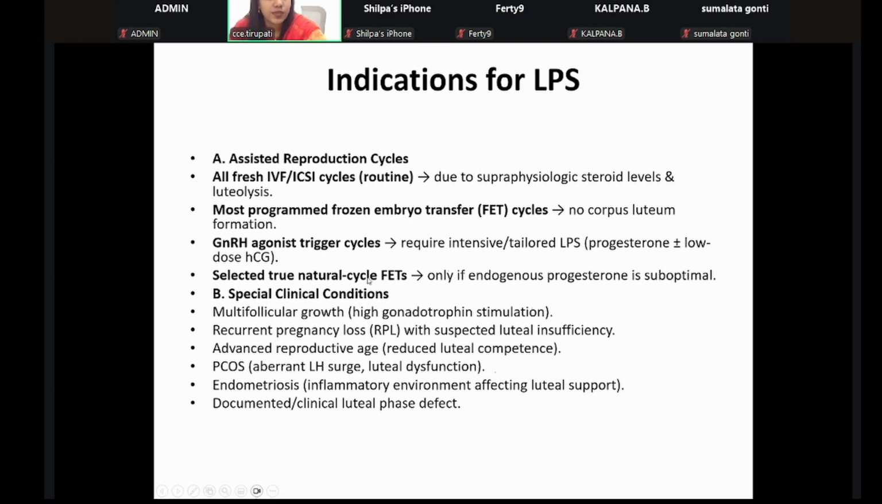Even in true natural cycle FETs, the corpus luteum will be there. It secretes progesterone, but still it will be suboptimal in a few cases, so we will supplement with progesterone. And in special conditions like multifollicular growth with high gonadotropin stimulation, patients with recurrent pregnancy loss with suspected luteal phase deficiency, and advanced reproductive age. In PCOS patients, often the LH surge is altered, so there will be luteal phase deficiency. And in patients with endometriosis, in all these conditions we need to provide luteal phase support.